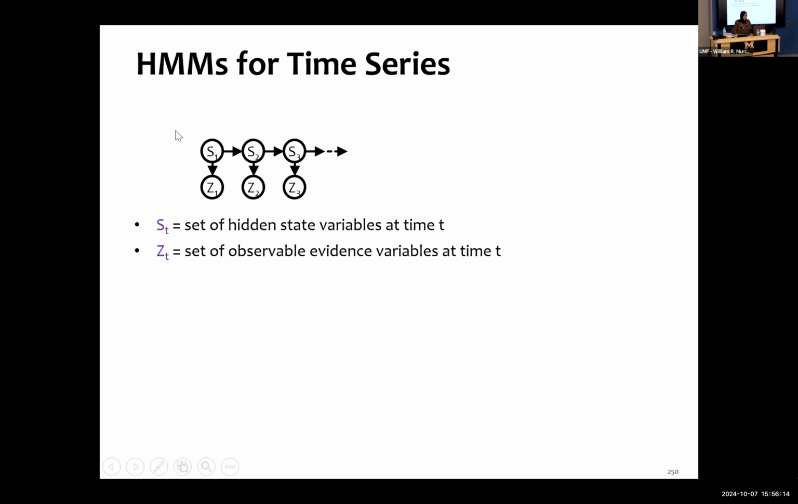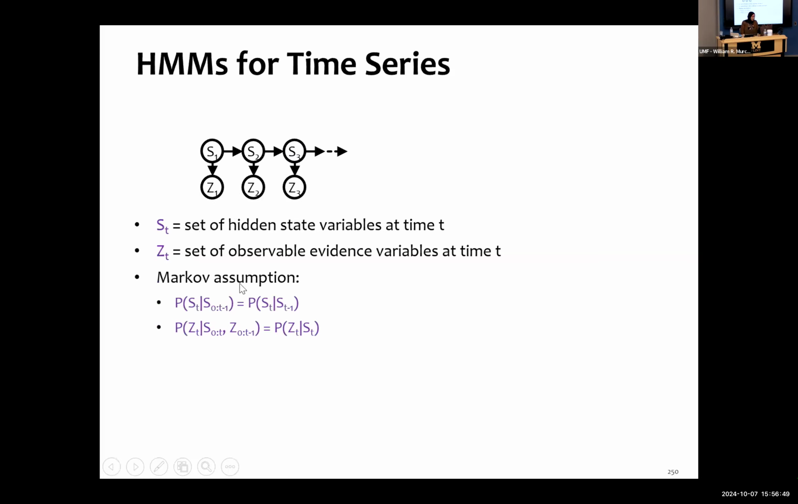Now let's take an example. Here we have S, which are random variables. All of them are random variables, okay? S is going to represent the hidden states, okay? The hidden states at each time. And Z is going to represent whatever we can see. It's the set of the observable evidence variables at that time t.